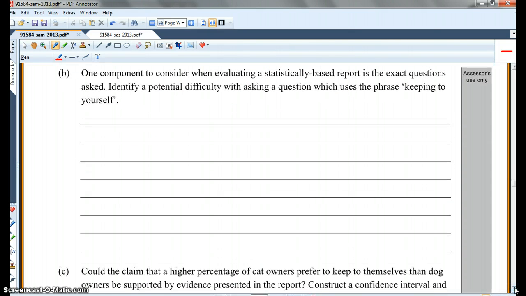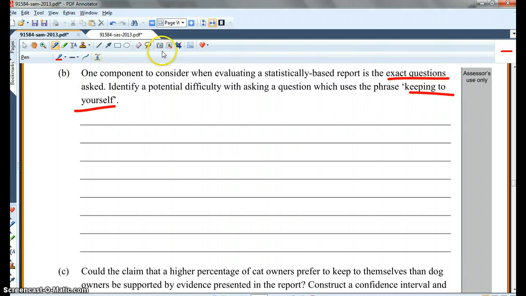One component to consider when evaluating a statistically based report is the exact questions asked. Identify potential difficulty when asking a question, keeping to yourself. What does that mean? It's actually open for interpretation. So they would have to define keeping to yourself. Does keeping to yourself mean you only go out 3 nights a week? Or does it mean that you go out 3 times a year? So really, it's not very specific.